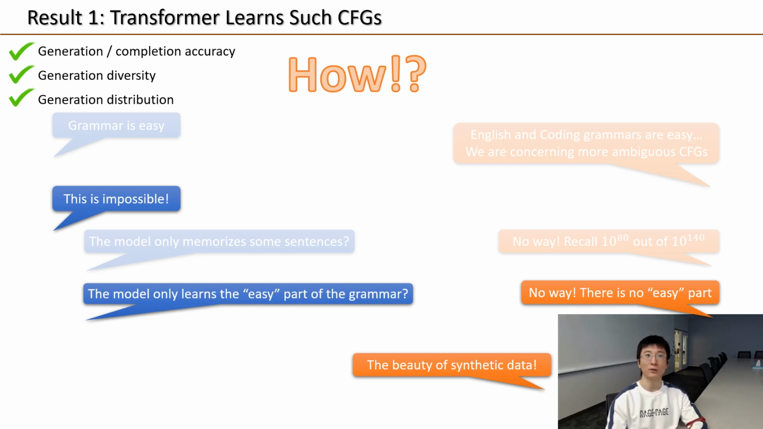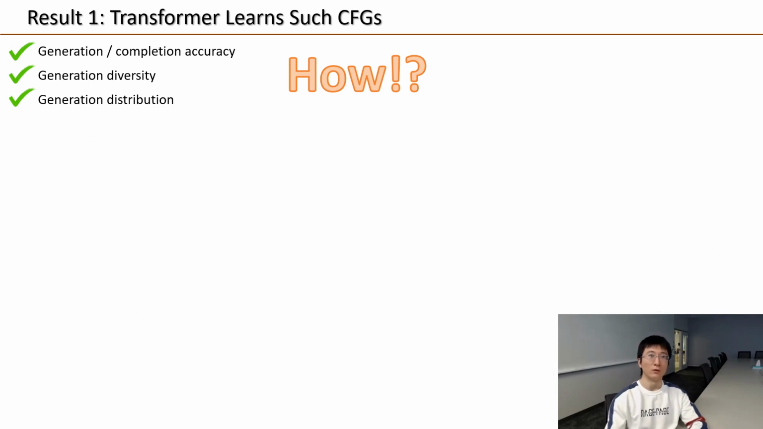But in our case, every two sentences will have a negligible chance of following the same grammar tree because we have 10 to the 80 such parsing possibilities, right? Therefore, there is just no easy part. And we also don't have sentences that are short and so on. That's one of the beautiful parts about studying synthetic data. So that's my comment on some of the feedback on the paper.